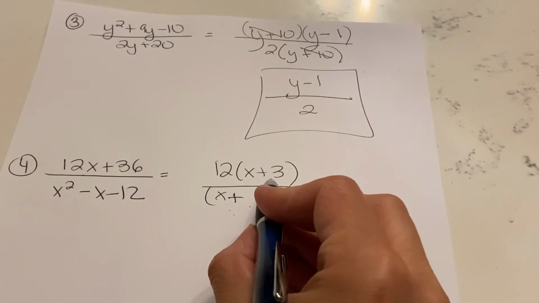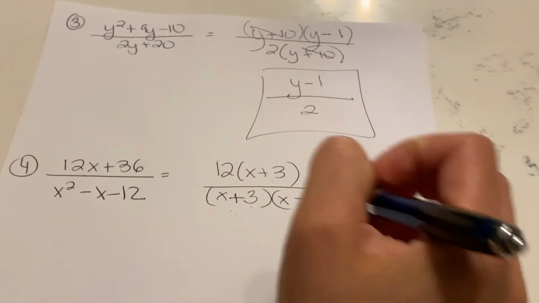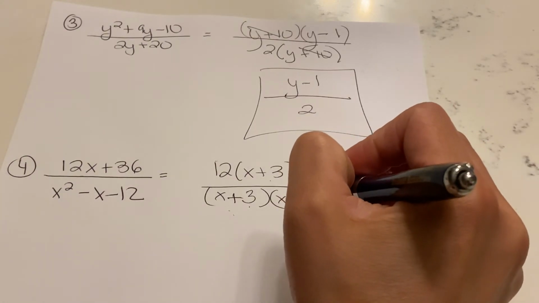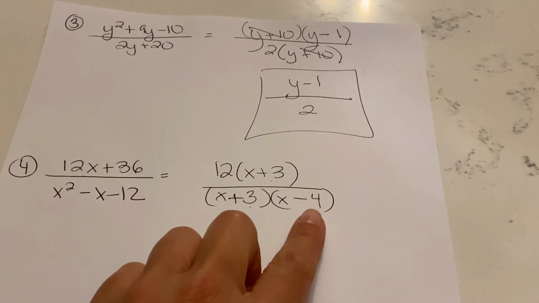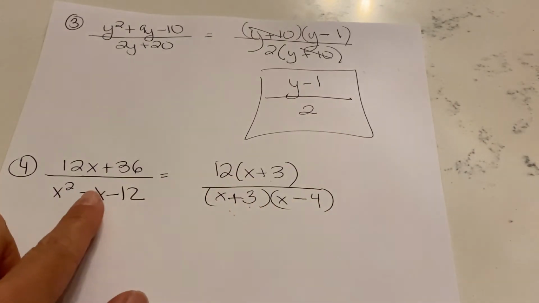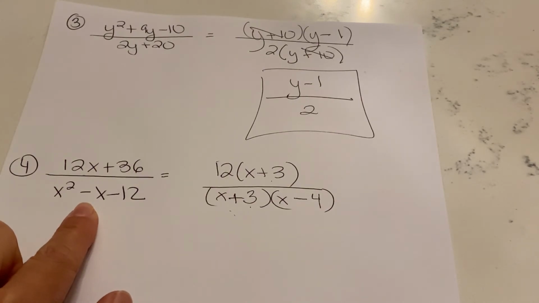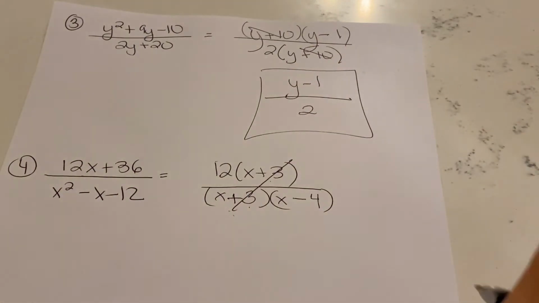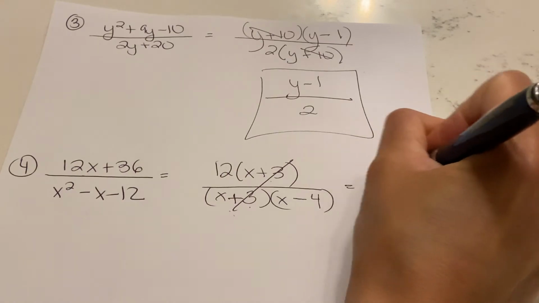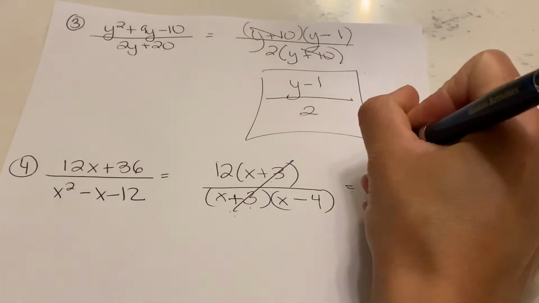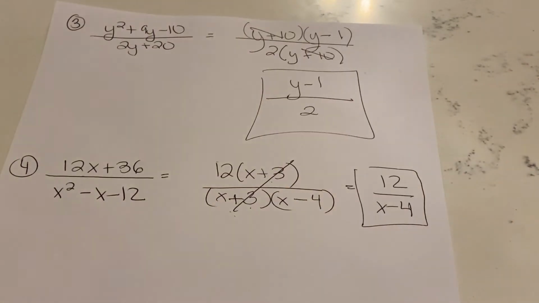So you see how the numerator has an x plus 3? Most likely it will be x plus 3 and x minus 4, which is correct because negative 4 plus 3 will give you the negative 1. Okay, so I cancel this out. And I'm left with 12 over x minus 4. Now, this is your answer, okay?